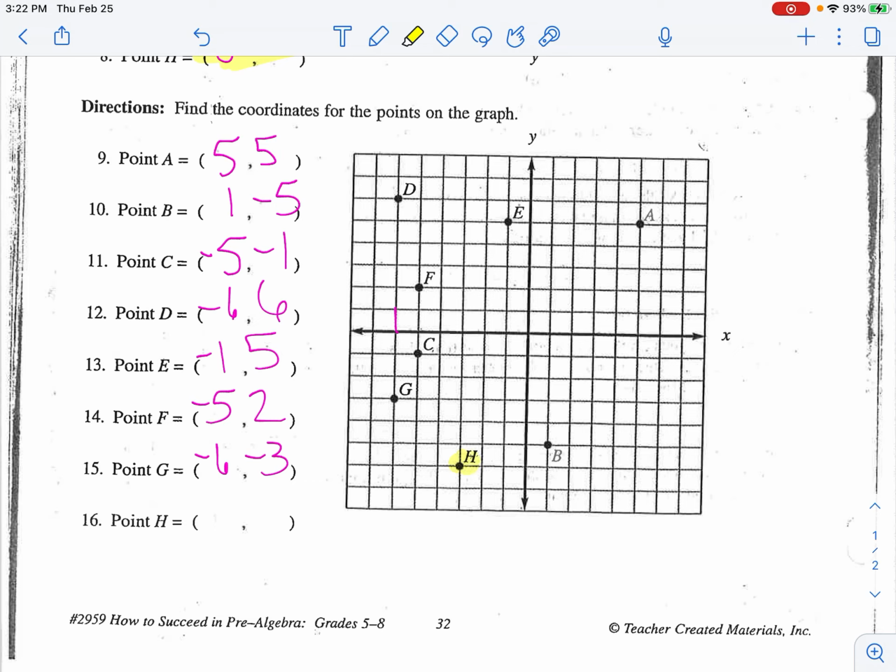Last one, point H. Starting on the x-axis, did they move right or left? They went to the left, so they went to -1, -2, -3. And they went to -1, -2, -3, -4, -5, -6.